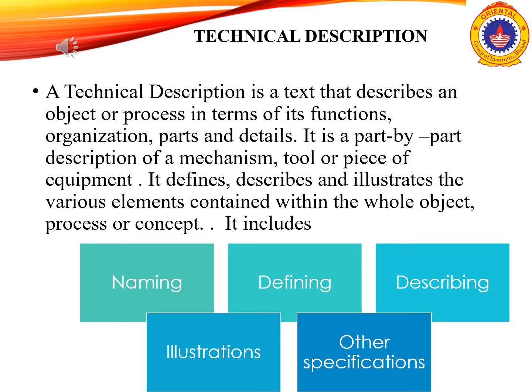So a technical description is a text that describes an object or process in terms of its functions, organization, parts and details. It is a part by part description of a mechanism, tool or any piece of equipment. It defines, describes and illustrates the various elements contained within the whole subject, process or concept.